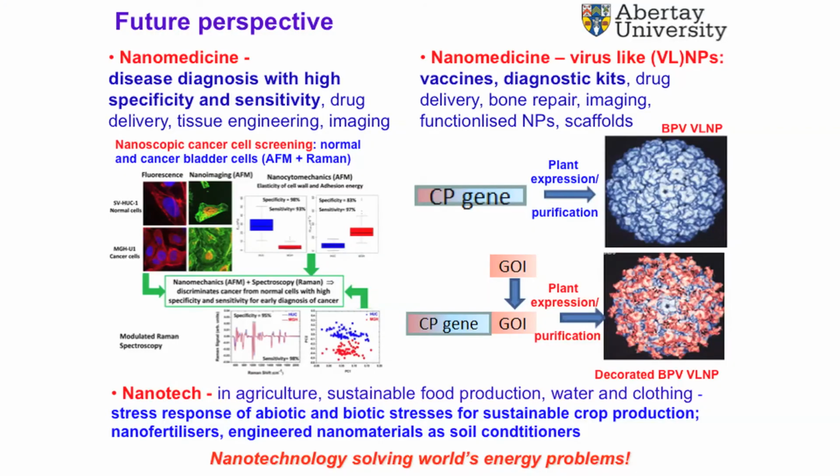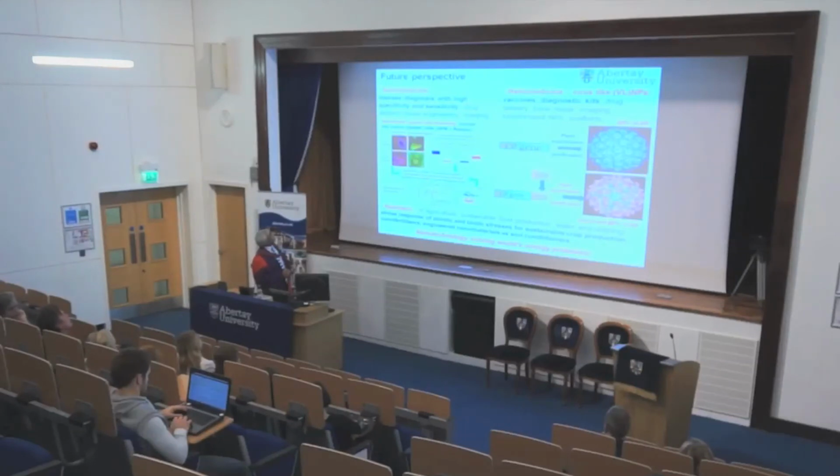Nanomedicine: Professor Andrew is here with us from St. Andrews Medical School, and with St. Andrews we did some work on bladder cancer cells and normal bladder cells. We could distinguish them with high specificity and sensitivity, because it is essential that for any disease diagnosis, we have high specificity and sensitivity. We should be able to screen 2 types of cells, cancer and normal cells. They are different. The red ones are cancer cells, the blue ones are normal cells.